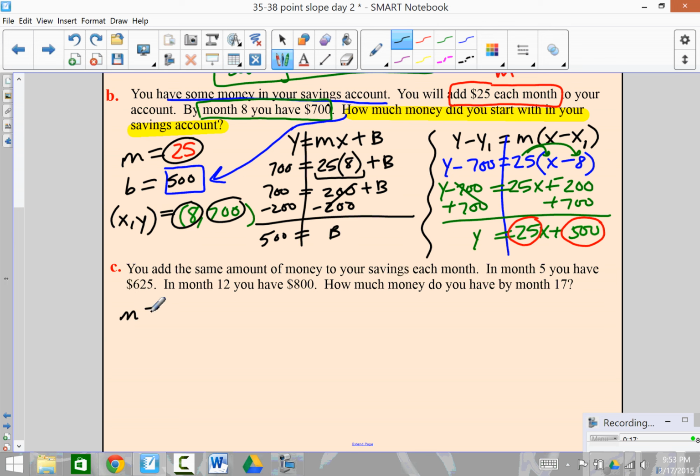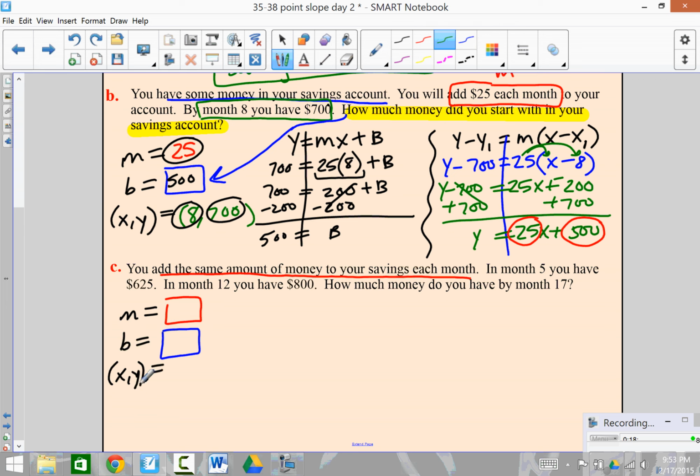So let's make the same key we've been making here, and see what's given. Do we know a rate at which we're saving per month? It says you're adding the same amount of money to your savings each month. It doesn't specifically tell you how much, so we don't know how much you're actually adding per month. Do we know how much we started with? It doesn't say you have this much in your account to start with, so we don't know our beginning amount.